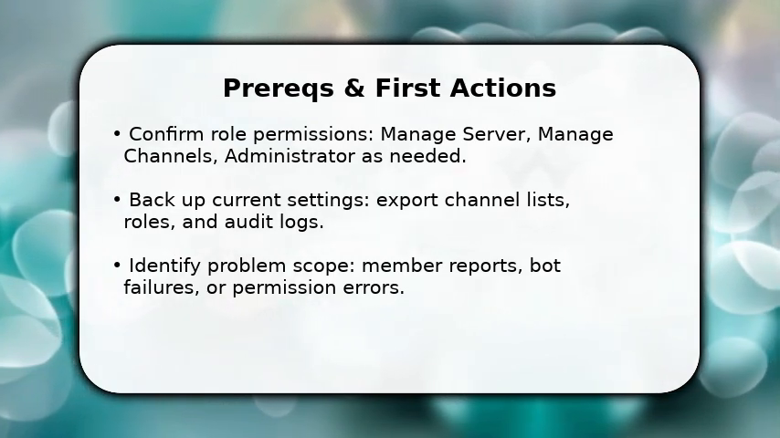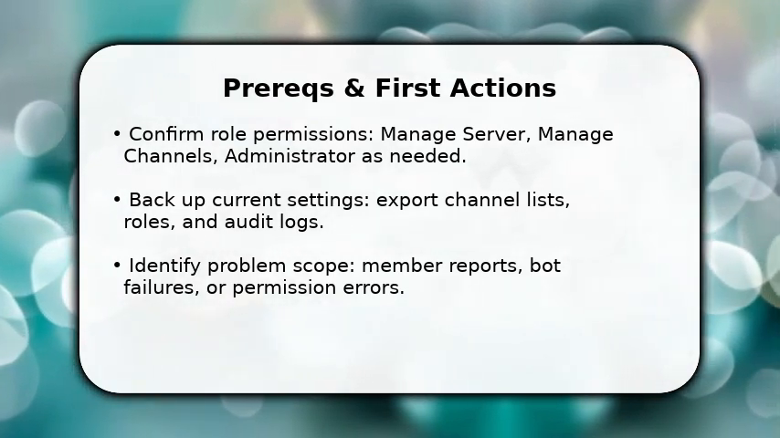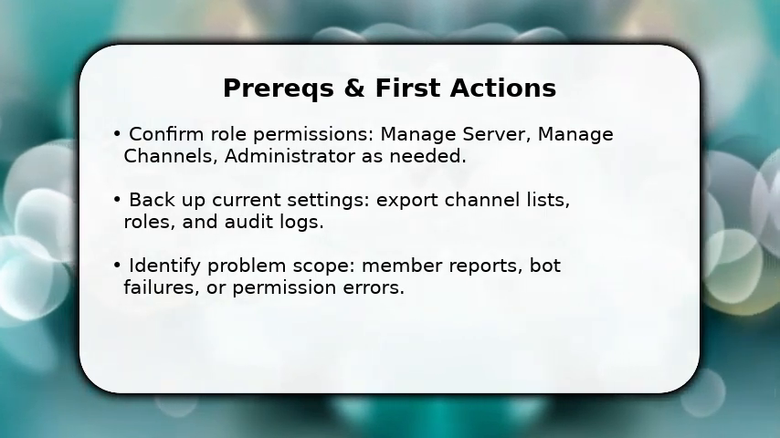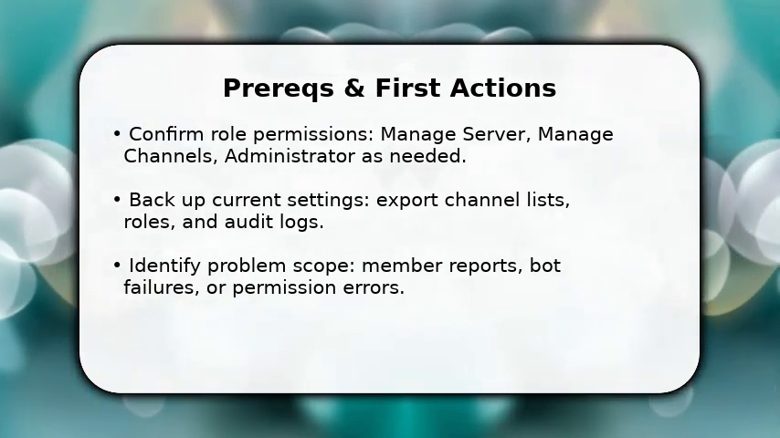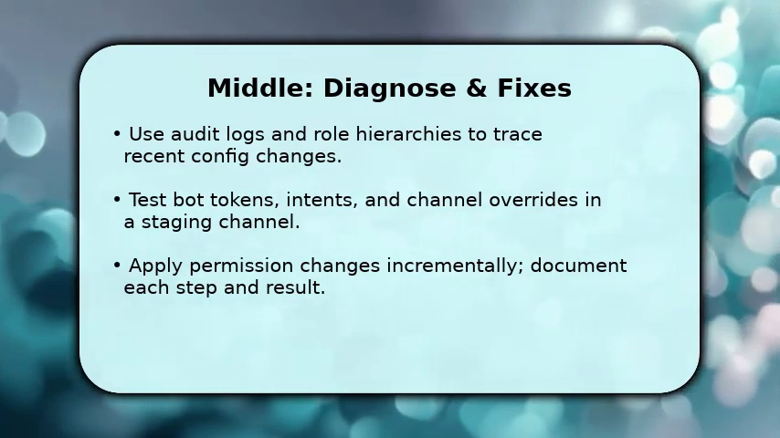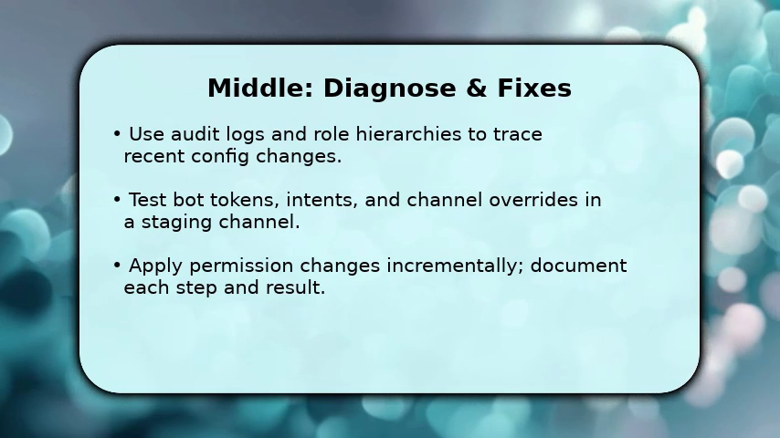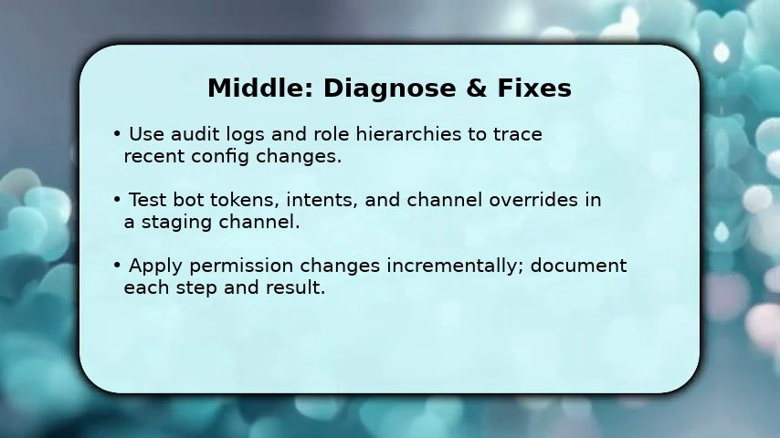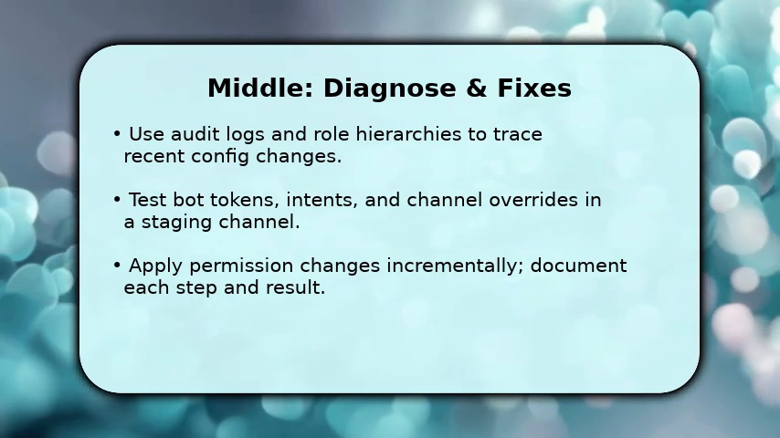Make sure to record error messages and which bots or channels are impacted so you can act efficiently. Now you dig into logs and role hierarchy to find the root cause. Permission order matters, so inspect role position and channel-specific overrides. You test bots by rotating tokens, enabling required intents, and verifying scopes. This eliminates common automation failures.